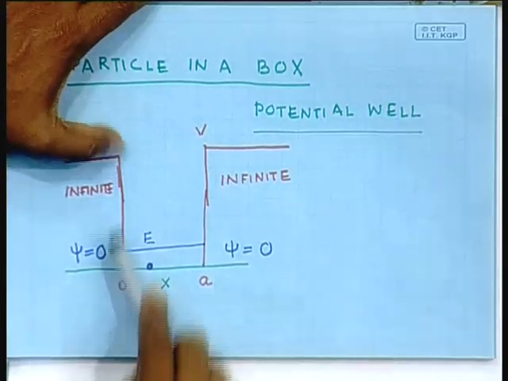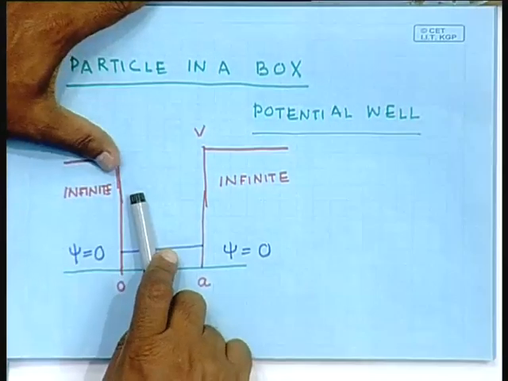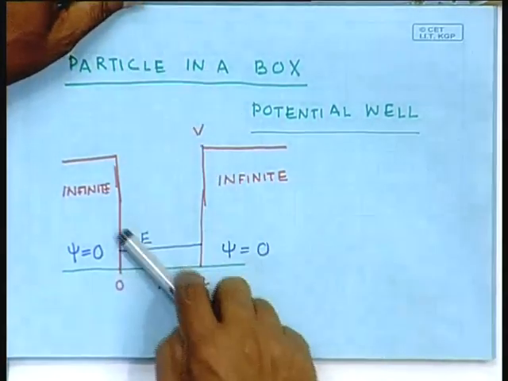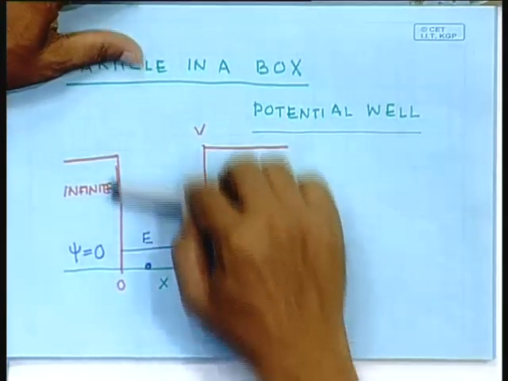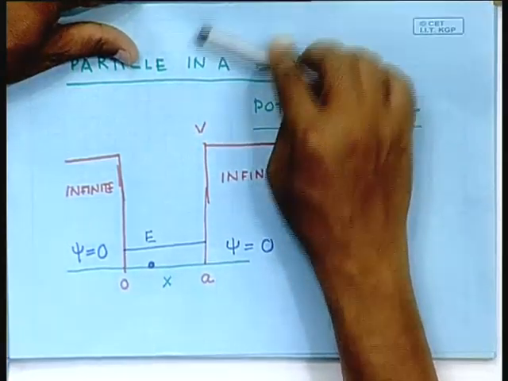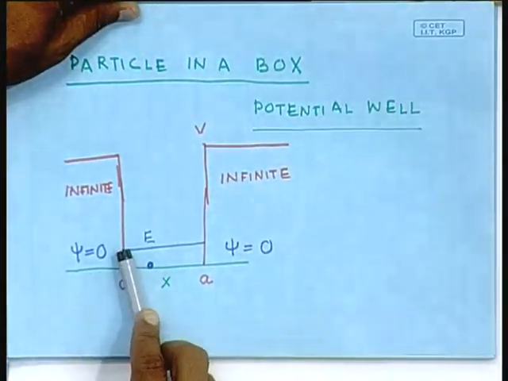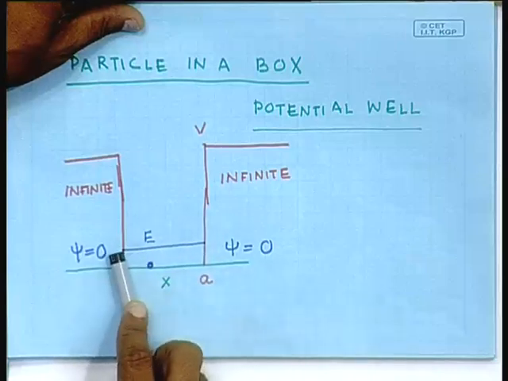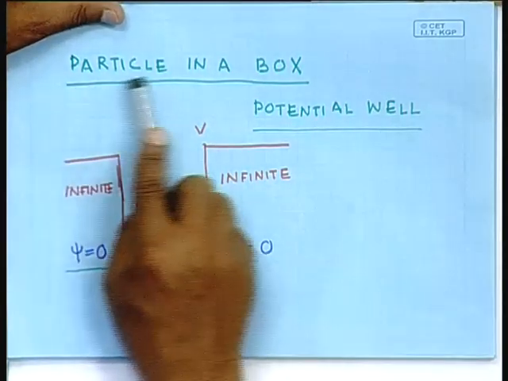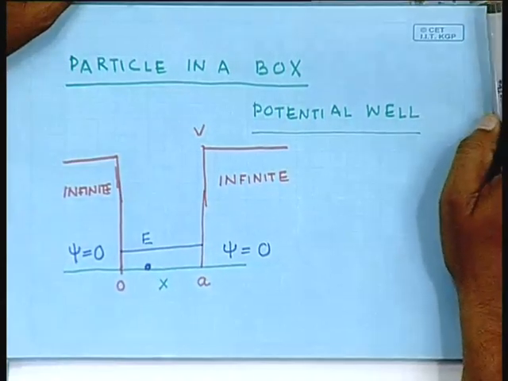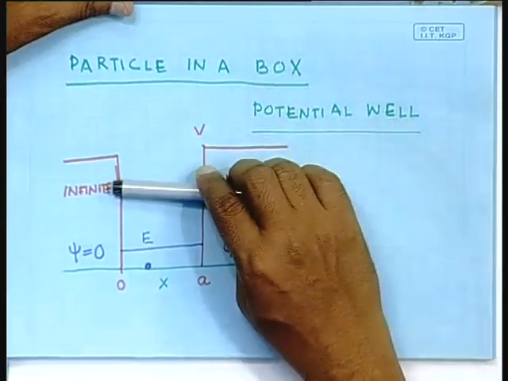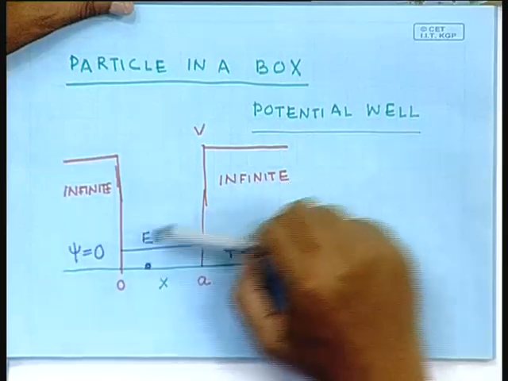the potential to the left of x equal to 0 rises to infinity. I have not been able to show that, but I have written here infinite. So this potential is infinitely high, and again beyond x equal to a, the potential is infinitely high. As a consequence, the particle is constrained in the region x equal to 0 to x equal to a, and this is often referred to as a particle in a box. The infinite potential represents the walls of the box which do not allow the particle to go outside.